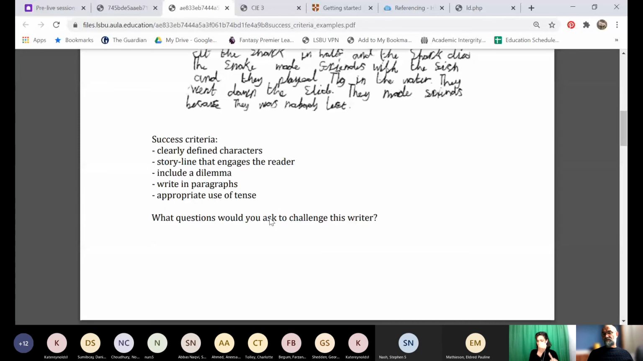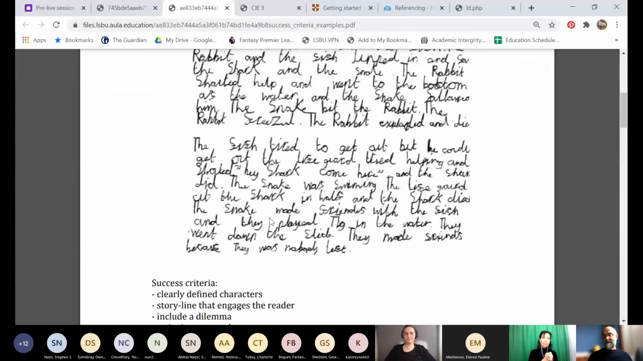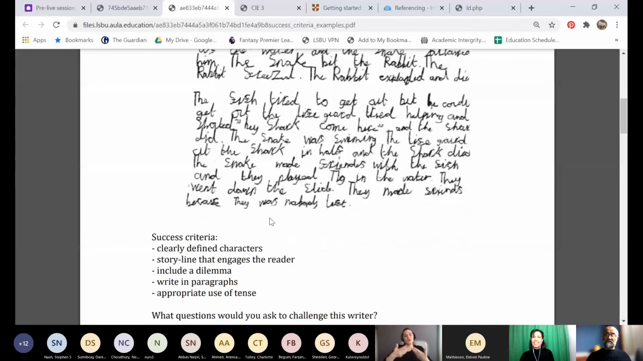So then the question for the teacher is, okay, what do I say to this pupil to help them improve their work next time? Because they've met all of my initial success criteria. So I need to think about things to do that are different and more challenging for this pupil next time.